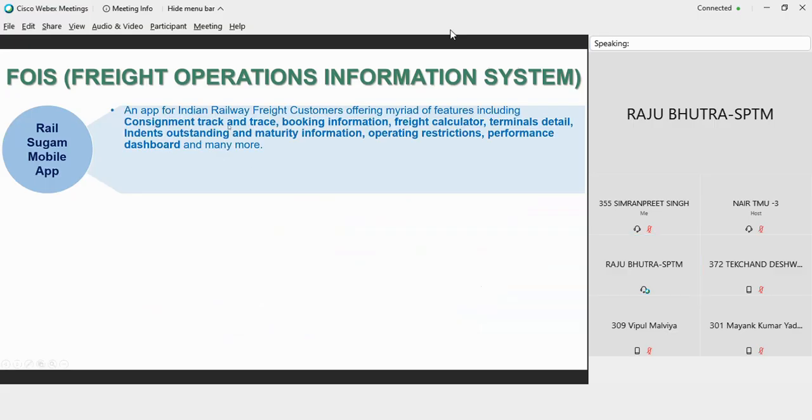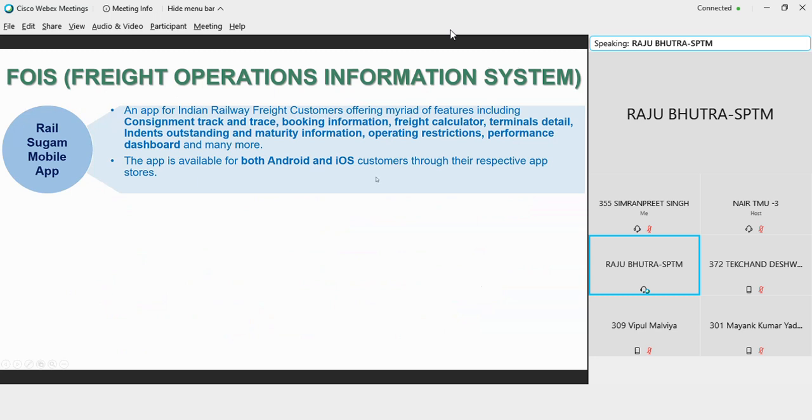An app has also been developed for railway freight customers, offering a myriad of features including consignment track and trace, booking information, freight calculator, terminal details, intent outstanding, maturity information, operating restriction, and performance dashboard. So much information is available to the freight customers on this Rail Sugam mobile app. This app is available for both Android and iOS customers. It also provides key contact details of nodal officers, so if the customers want, they can talk to them.